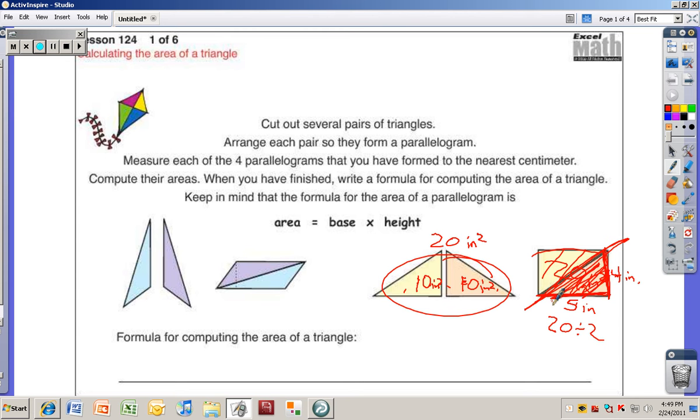So to find the area of a triangle, go ahead and write this on your paper, you take the base of the triangle times the height of the triangle, and you divide that answer by 2. Another way of looking at that is that you're multiplying that answer times 1/2, which is the same thing as dividing by 2. All right, let's go ahead and move on.